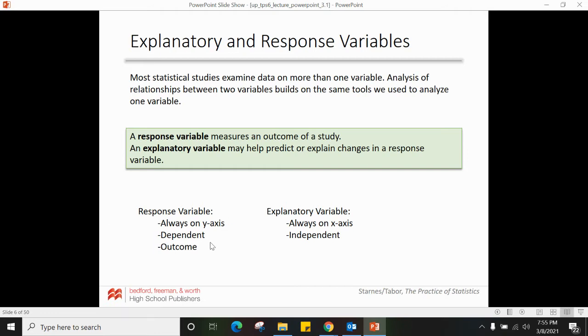So the response variable is always on the y-axis. It is the dependent variable, and it's what the outcome is, right? It responds to something, is kind of how I think about it. The exploratory variable is always on the x-axis, and it's the independent. You're exploring if this thing will affect something, right? You're exploring what happens if I do something to here. So it's the independent variable.